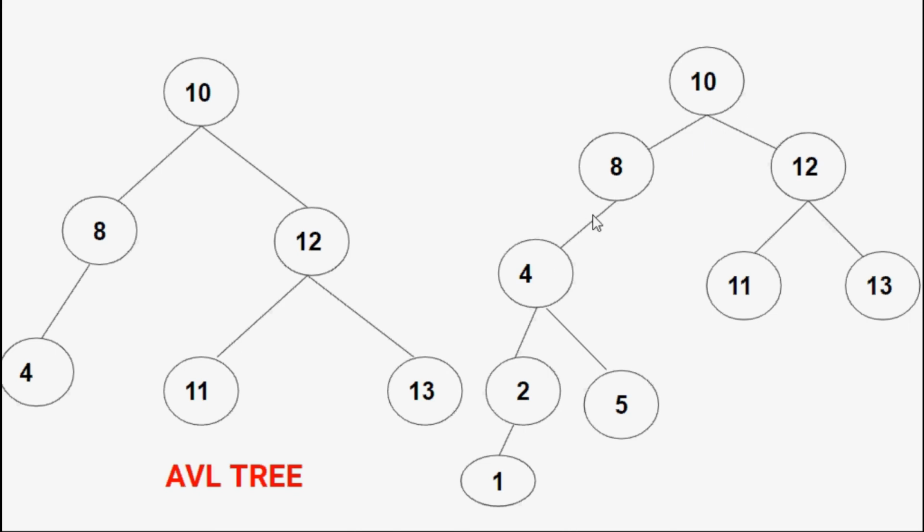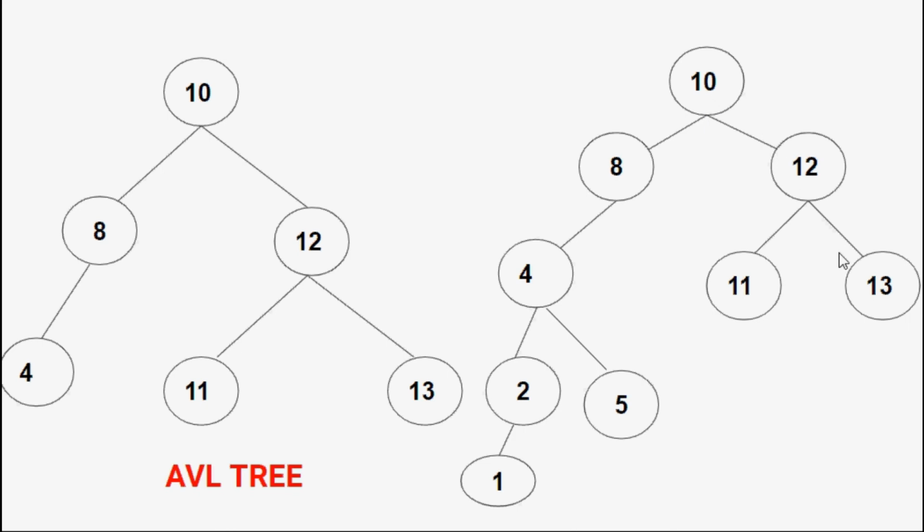Okay, this is the left side, the left height. This is the left subtree, that is 4. And on the other side, what is the height of the right subtree? 1 plus 1, which is 2. 4 minus 2 gives me 2.